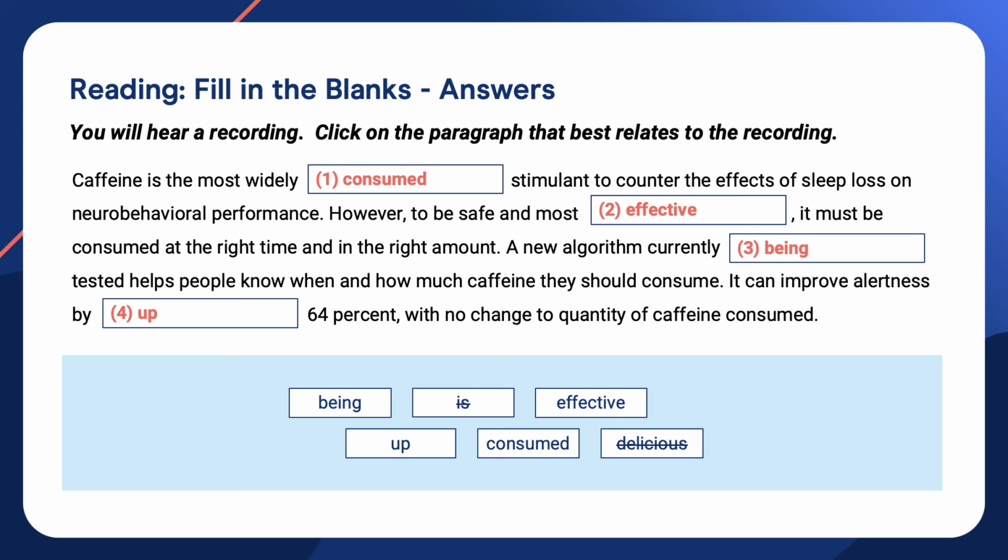How did you go? Did you get them? Let's see the answers. Okay, so the first word is consumed, widely consumed stimulant. The next word is effective. It's referring to caffeine being effective. The third word is being, a new algorithm currently being tested. And the fourth and final word is up, by up to 64%. Did you get each of those?